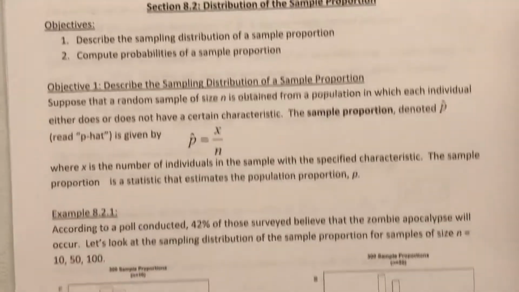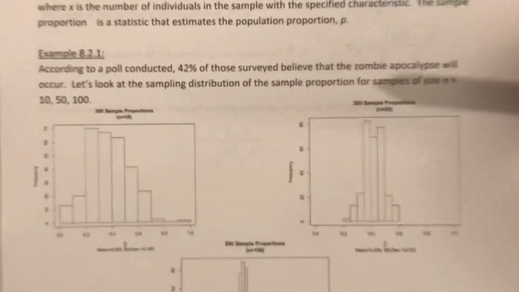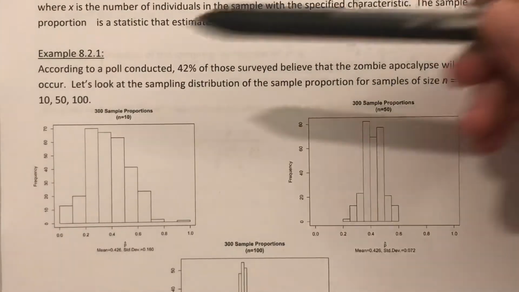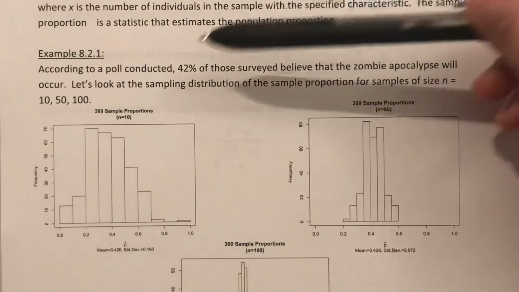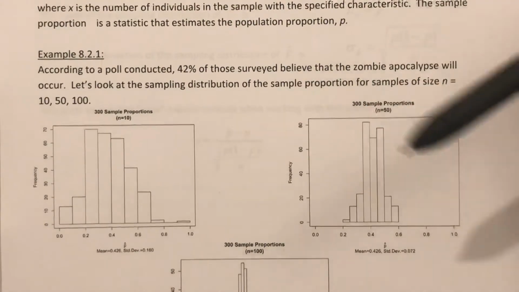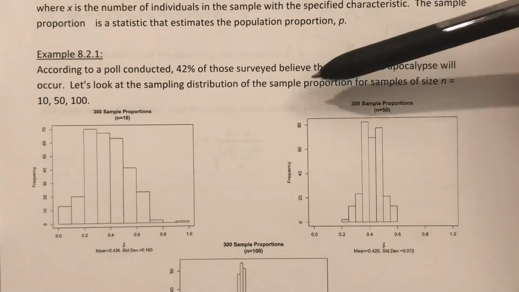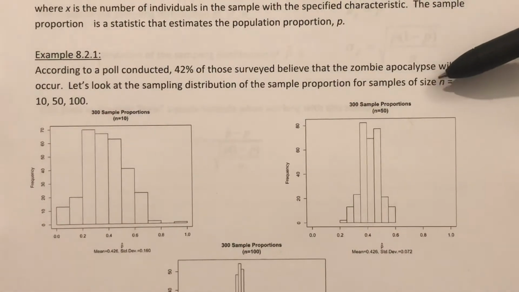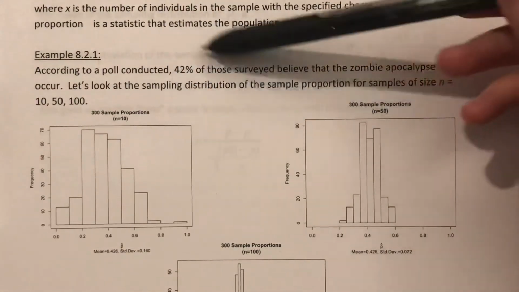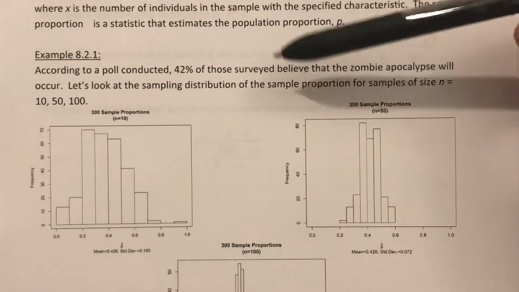And so what we want to look at here is the same idea that we looked at with the means. If we were looking at a small sample, right? You take a very small sample to represent something. So here we've got a poll conducted that says 42% surveyed believe the zombie apocalypse will occur. Well, let's look at the sampling distribution of the sample proportion for samples of different size. So if that's the known proportion, right, the percentage of the group that believe this.